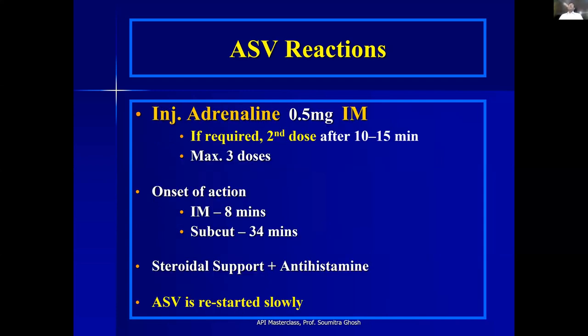We'll have to treat this patient with adrenaline. And adrenaline 0.5 milligram has to be given intramuscular. And if required, we can give the second dose after 10 to 15 minutes, and a maximum of 3 doses can be repeated. We should not just over-rely on this adrenaline, because that can cause other hemodynamic changes itself.